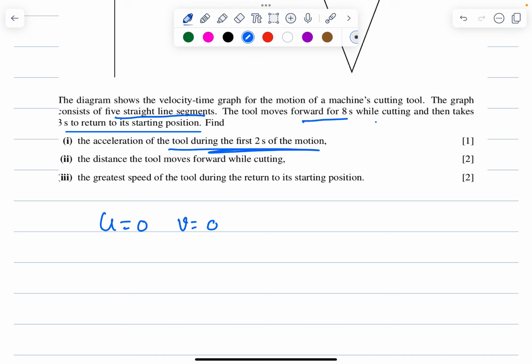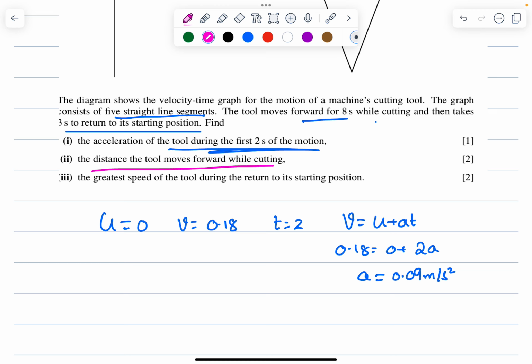V equals 0.18 and time equals 2 seconds. So v equals u plus at. So 0.18 equals 0 plus 2 times a. So a equals 0.09 meters per second squared.